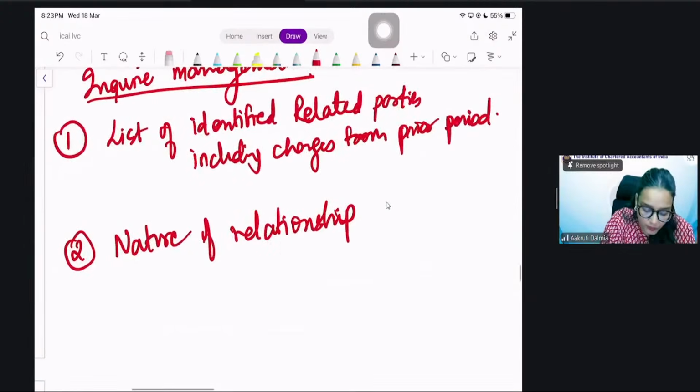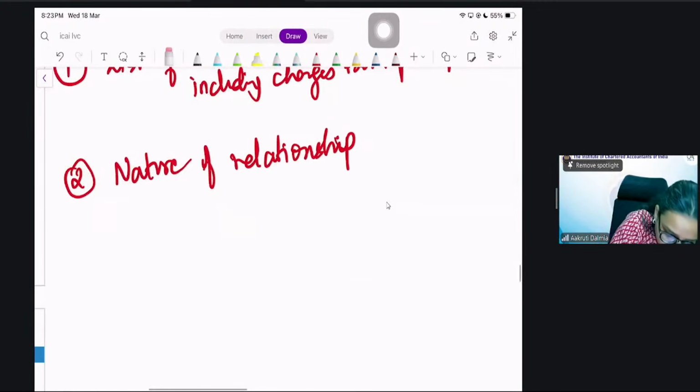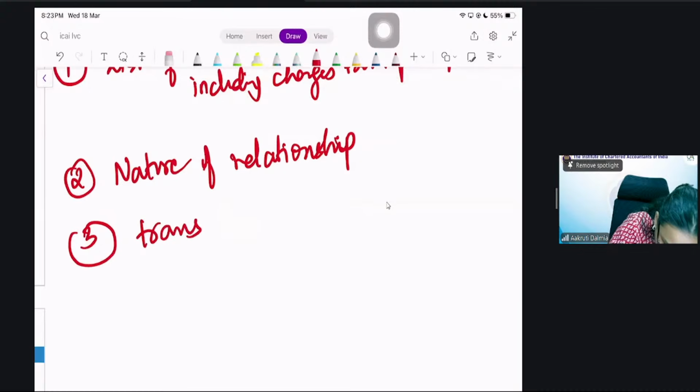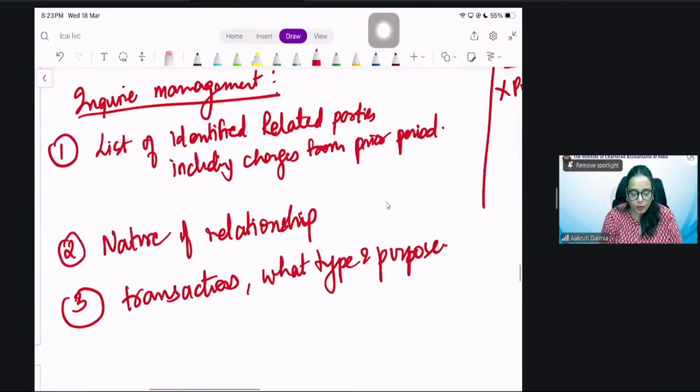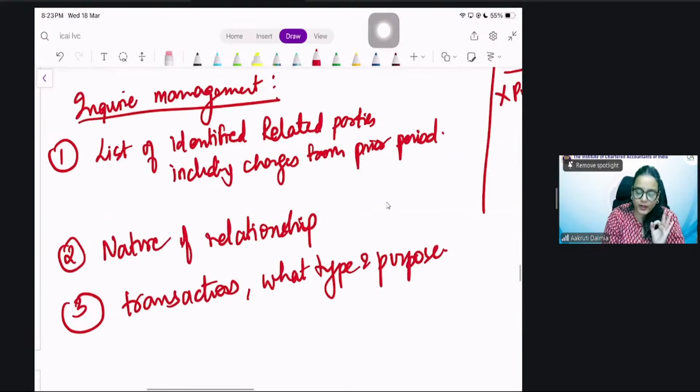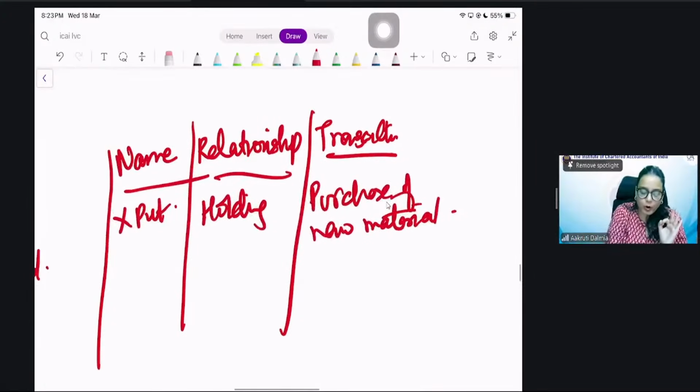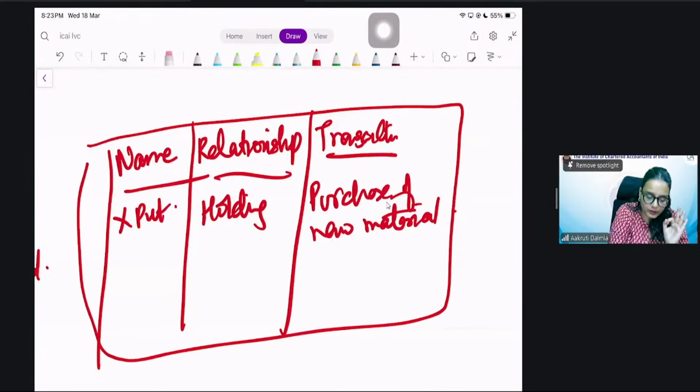So, list of identified related parties, nature of relationships, and the third point, what did I tell you? Transactions: what type and purpose. Okay. So this list you have now. What list do you have? List of related parties, relationship with them, and transactions. Remember this table? What the auditor inquires about related parties: name, relationship, and transactions. Okay.